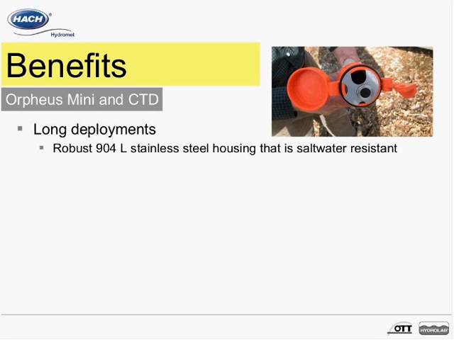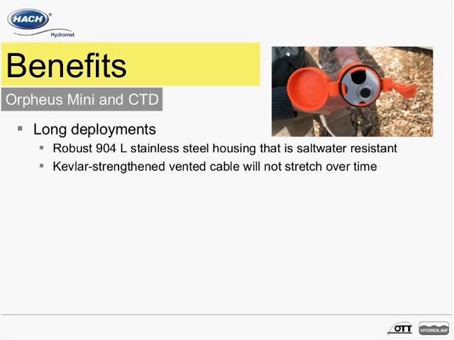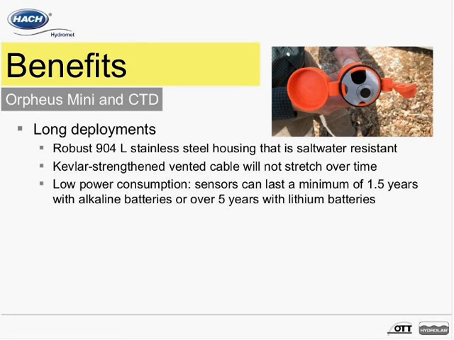Additionally, the Orpheus Mini and CTD feature a vented cable with a Kevlar core, eliminating cable stretching in longer wells. Both sensors have extremely low power consumption. With standard alkaline batteries, they will last a minimum of 1.5 years, and with lithium batteries, they will last over 5 years. 4 megabytes of memory hold up to 500,000 data points, reducing the number of site visits needed for information upload.